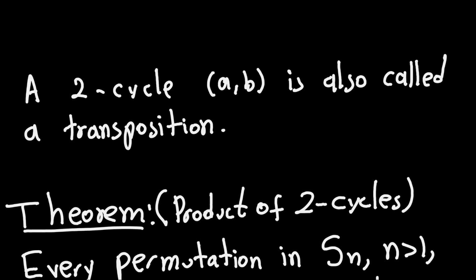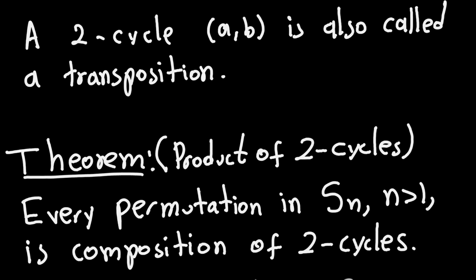Now, before I go into the next thing, a 2-cycle (a b) is also called a transposition. It's called a transposition because it interchanges the elements a and b, and everything else is fixed. So whenever we talk about this 2-cycle, I'm also going to call it a transposition.